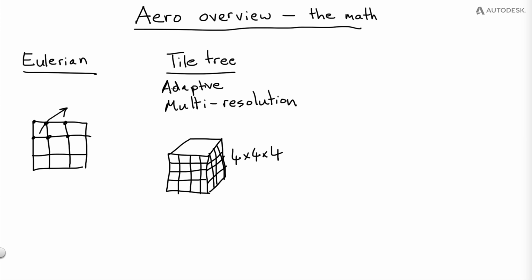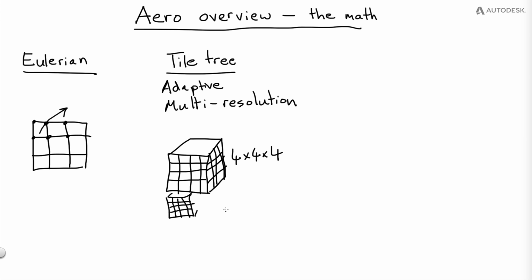And where it gets adaptive, where we have the multiple resolutions, is that we actually have tiles of different sizes in different parts of space. So we may have tiles, for example, with grid cells of half the size, or a quarter of the size, or an eighth of the size, and so on. We can have a whole hierarchy of different resolutions. And we store all of this in a tree.